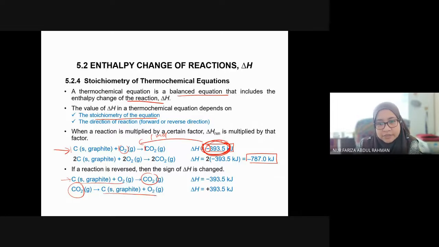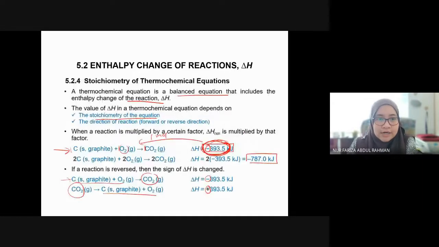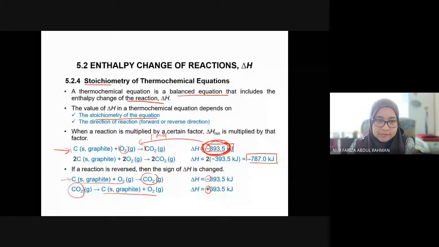So what happened to the delta H? Okay, earlier dia negative sign. Since this reaction is reverse, so the sign become positive sign. Dia macam tu je lah, tapi maksudnya ada perubahan lah dekat situ. Okay? Okay, given the chemical equation below, so in the way, what we are trying to highlight here, the stoichiometry part dekat situ.